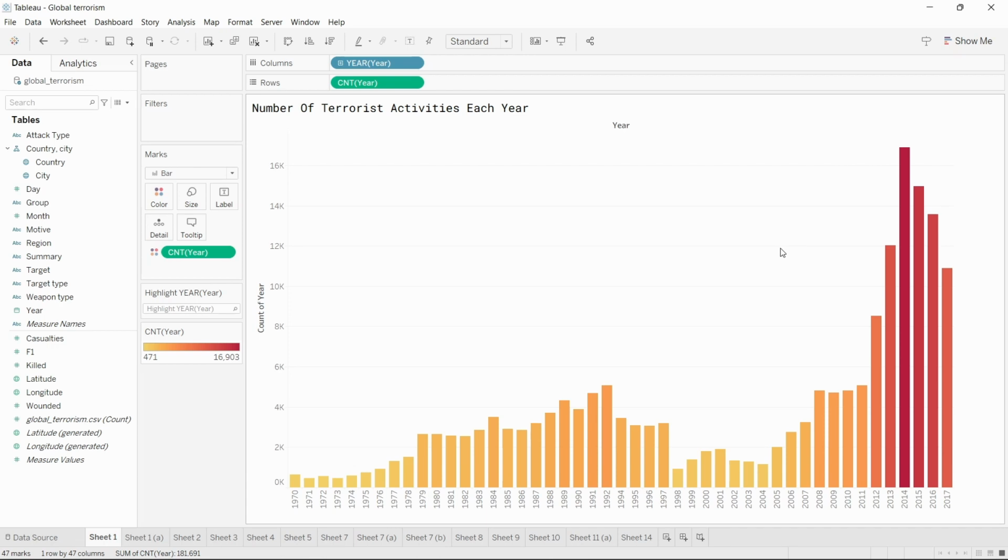So let's start with the trend by year. If we see the number of terrorist activities each year, it seems to be increasing from 1970 to 1992, and then there is a drop, and near 2012 to 2014 there is a sudden increase in terrorist activities, and then it seems to be decreasing.